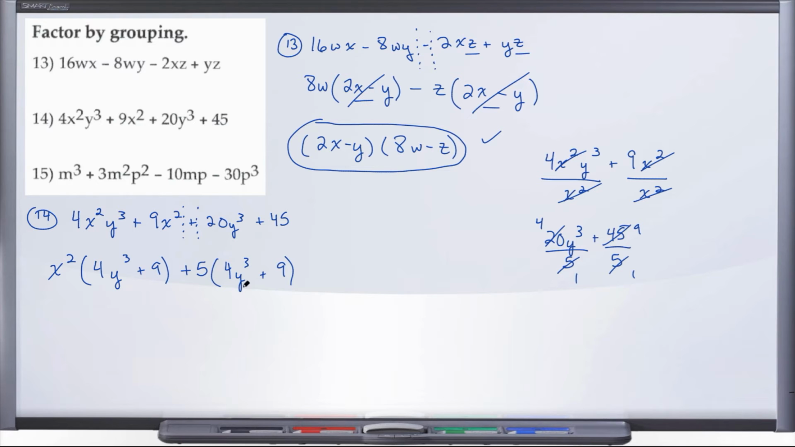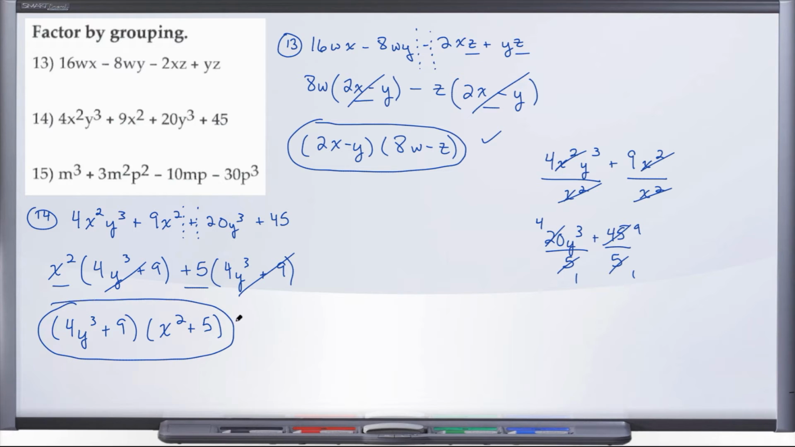And when we do that, look at that, our parentheses match identically. So let's go ahead and pull that down, so they go away here. And now what are we left with? Just an x squared plus 5. And there we have it. Number 14, factored by grouping.